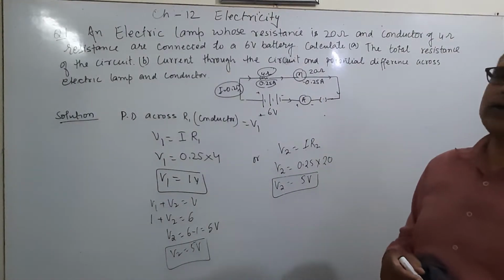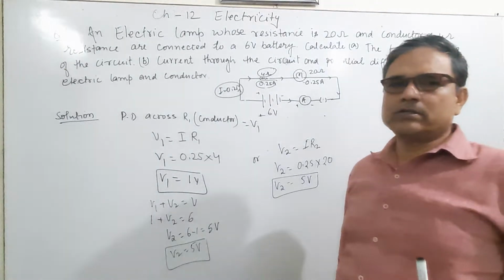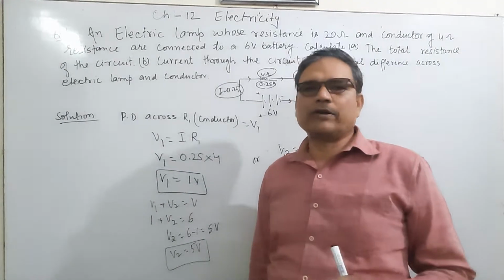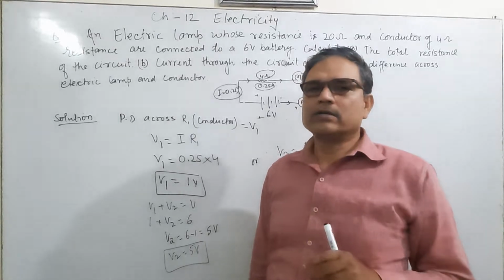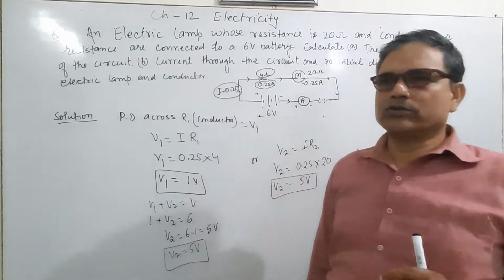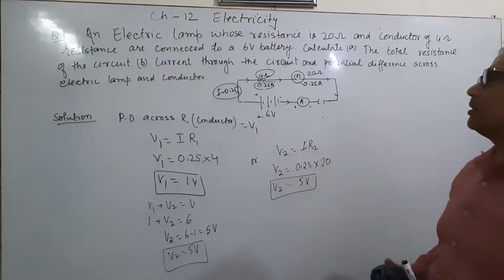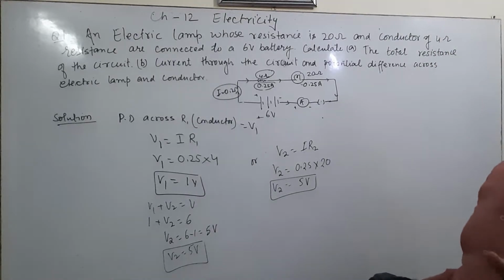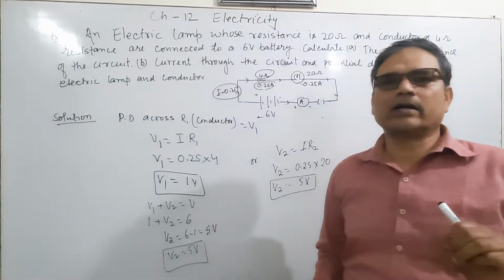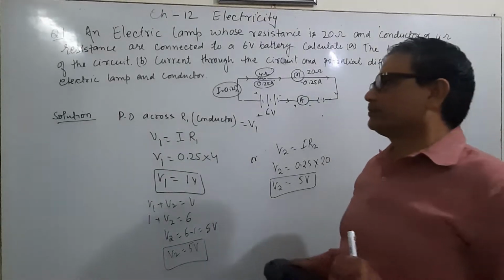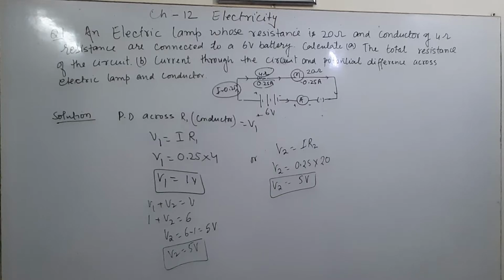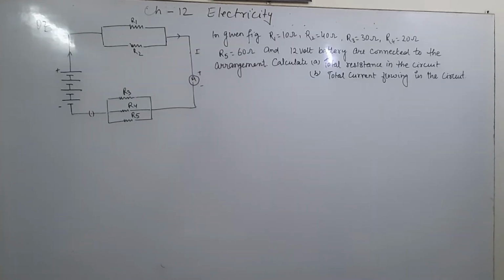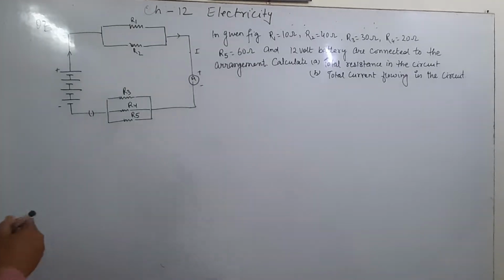In this way we can find out the total resistance, current and potential difference across each resistance when they are connected in series. And now one question we will solve on the base of parallel, when two or more than two resistors are connected in parallel. And now the second question.